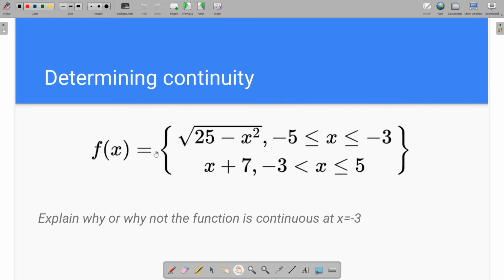And so let's actually look at this algebraically here. So here we've got f of x defined as a piecewise function, and we're asked to explain why or why not the function is continuous at x equals -3. Why at x equals -3? Well, that's where we've got the switch over from the square root of 25 minus x squared to x plus 7.